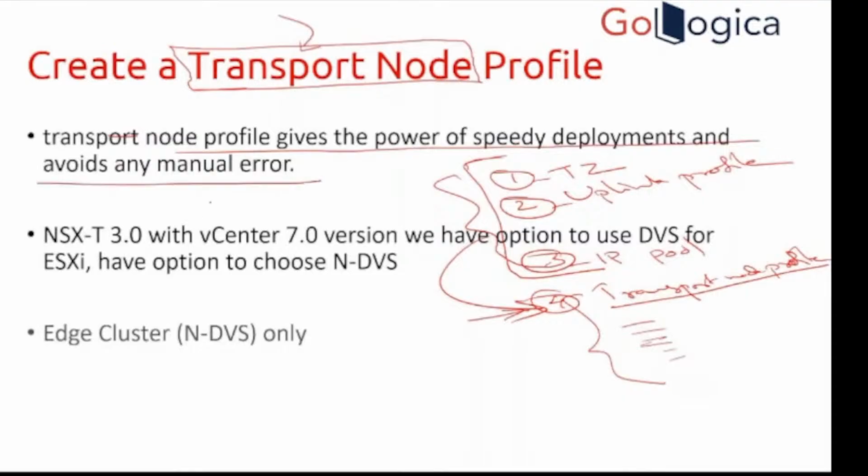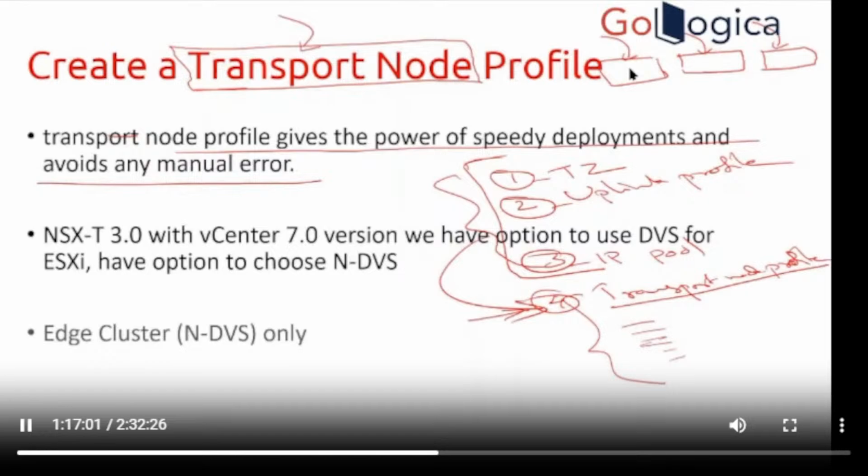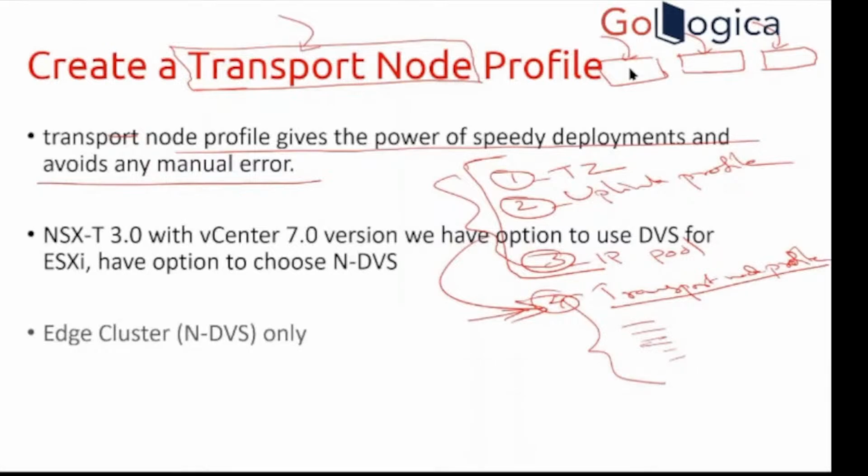See, in the previous class, I told you I can prepare individual hosts one by one. So what happens? Every time I need to tell what transport zone I need to use, what uplink profile I need to use, what IP pool, and all other parameters for each and every node. So I'm repeating it. The configuration task is more, and I may create manual errors when I do that. To avoid that, we are creating a transport node profile. And from now onwards, whenever I do a host preparation, I will simply say use this transport node profile. No confusion, no mistakes.